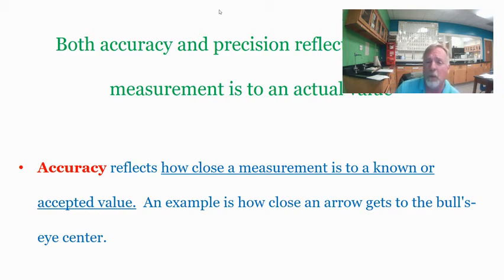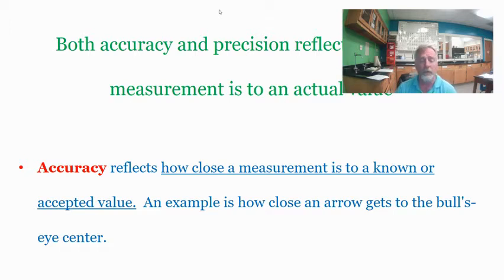And I want to talk a little bit more about how they really are working when we use them in science. They both reflect how close a measurement is to an actual value. Both accuracy and precision do reflect how close it is, but they're reflecting that in different ways. And for accuracy, when we talk about how accurate something is, we're really talking about how close our measurement is to the known value, to that accepted correct value, if you will.